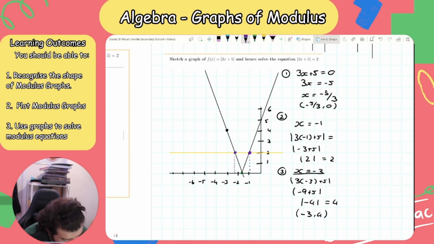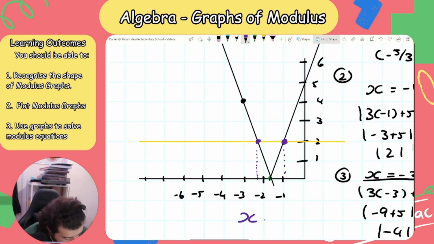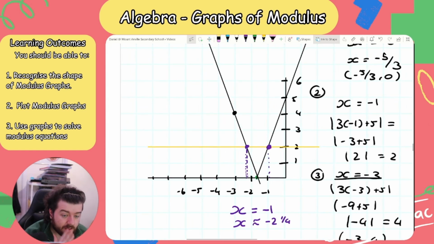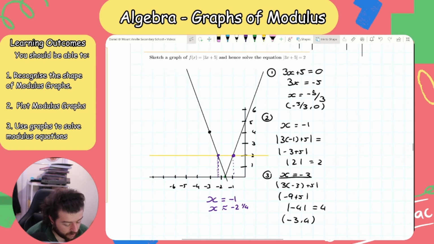So when reading my points, again, don't have to be terribly accurate with your graph. I'm going to have x is equal to -1. And I'm roughly going to have x is roughly equal to -2.25. That seems about fair enough, doesn't it? Going down here. Yeah? So, again, I'm reading from a graph, so I am allowed some margin of error in that case. But that's it. That is how we solve that.